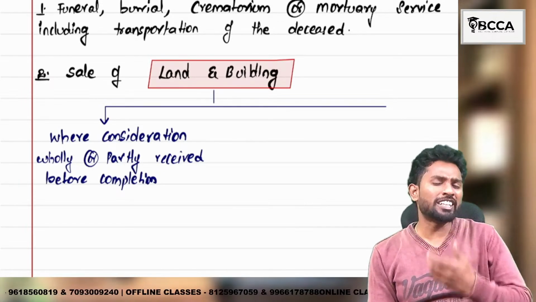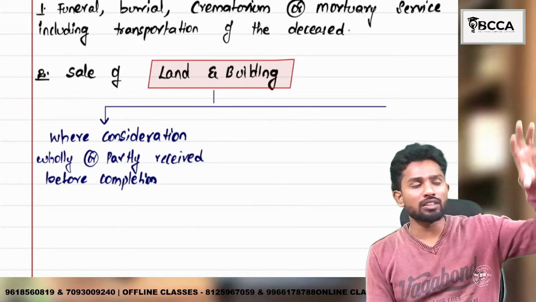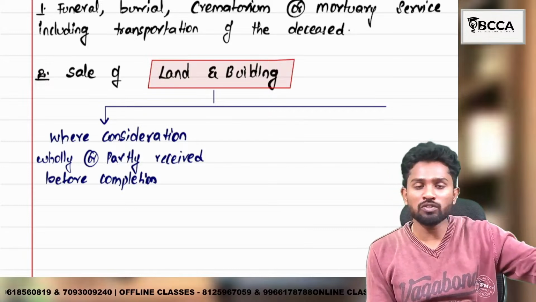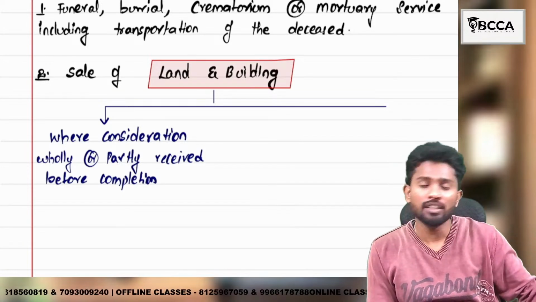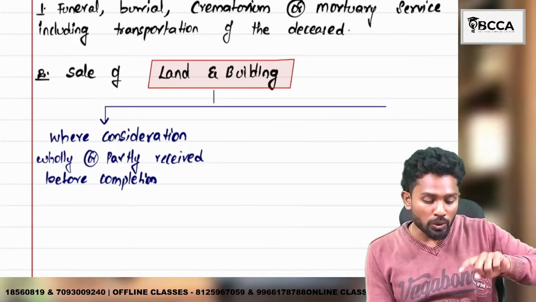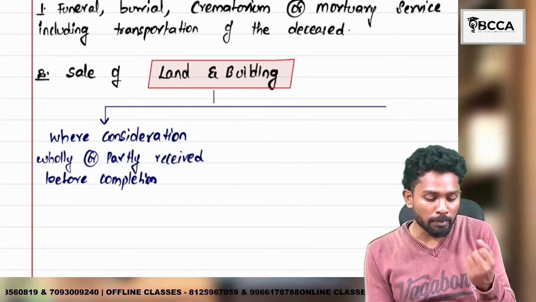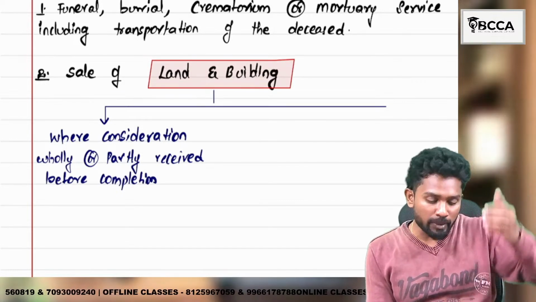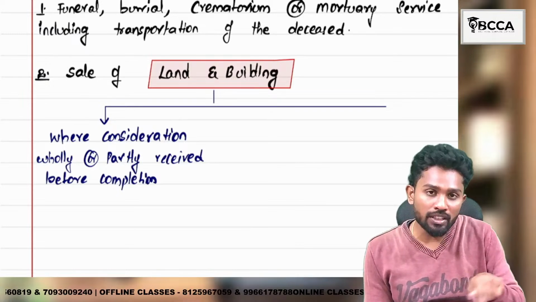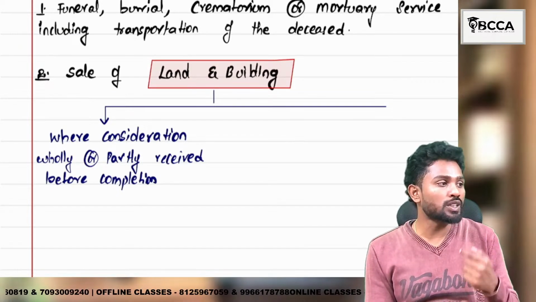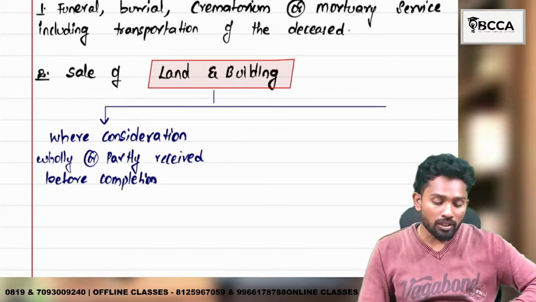You could see the construction is going on. So you went and approached the builder and said you want a particular floor or a particular flat, and you paid advance also. So now you have paid the consideration wholly or partly. Advance, partly you paid. When? Before the completion of the building only, right? So then it comes under this place where consideration is wholly or partly received before completion.